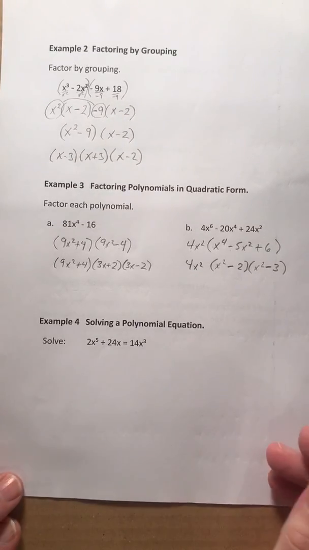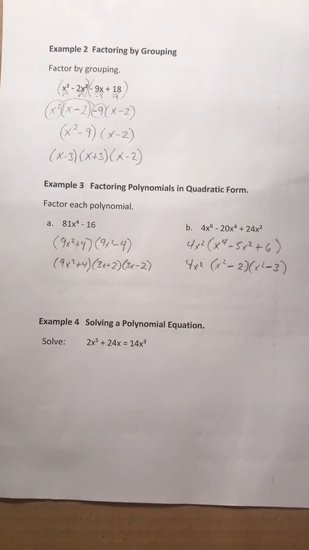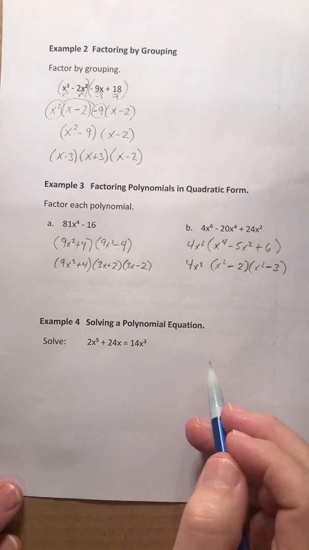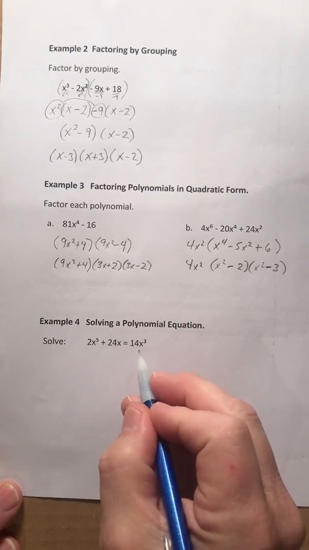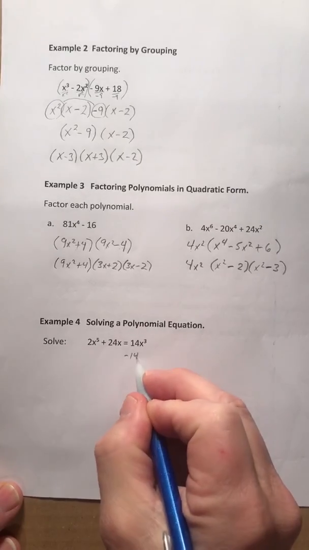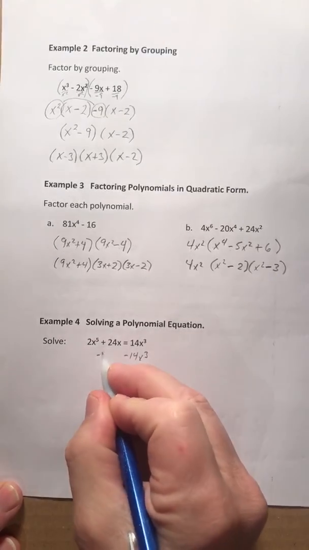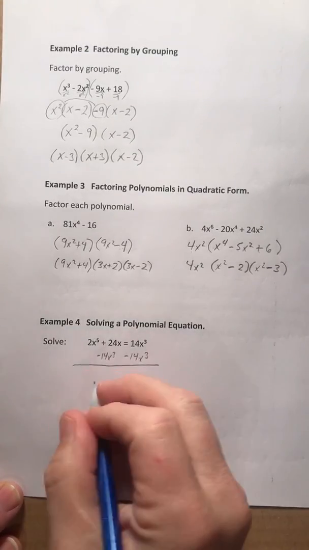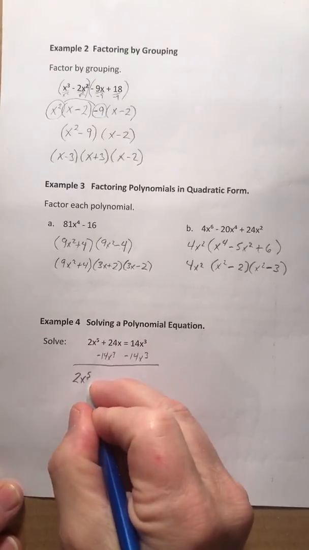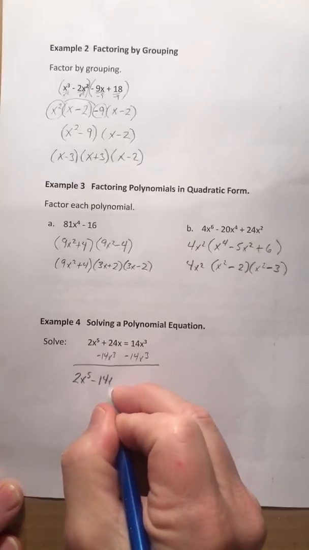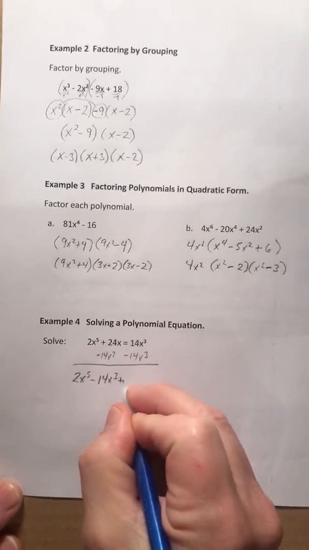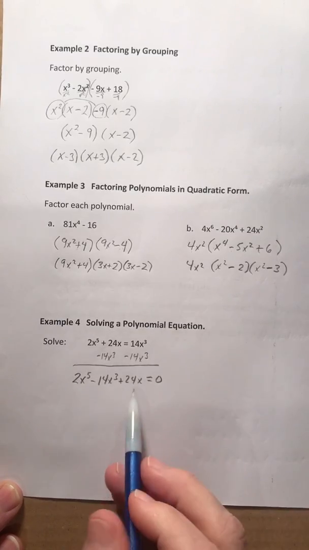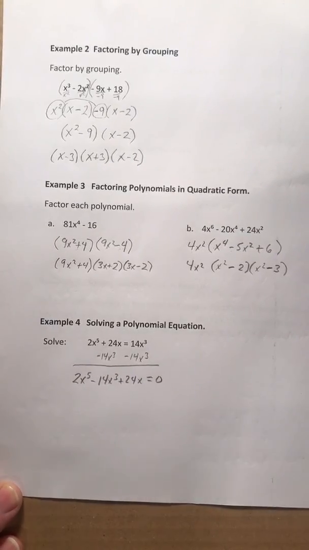All right, now example 4. Here's why we're learning how to factor all this stuff: we're actually going to solve this polynomial equation. So solving this one, we have to get a 0 on one side. So we subtract 14x cubed. So now we bring it down: 2x to the 5th minus the 14x cubed plus 24x equals 0. All right, so the first thing we do is we factor out the common factor.